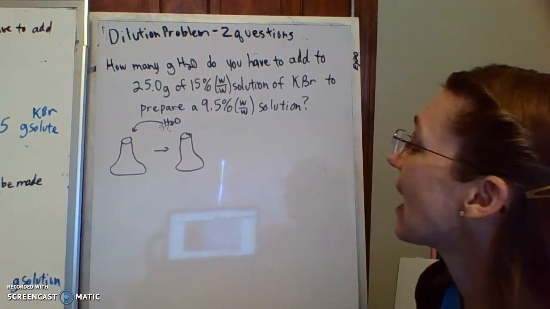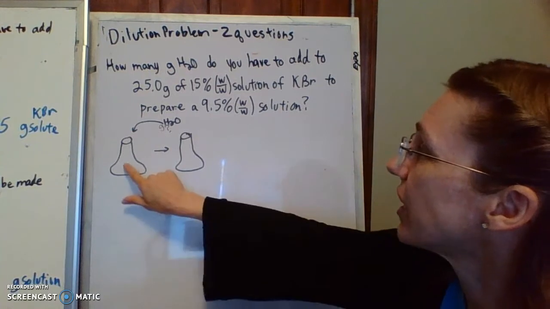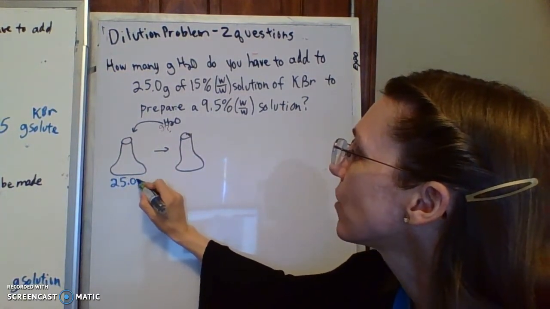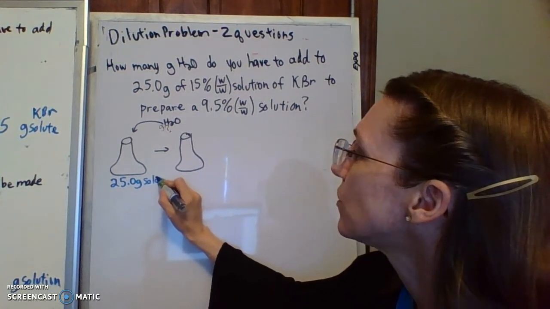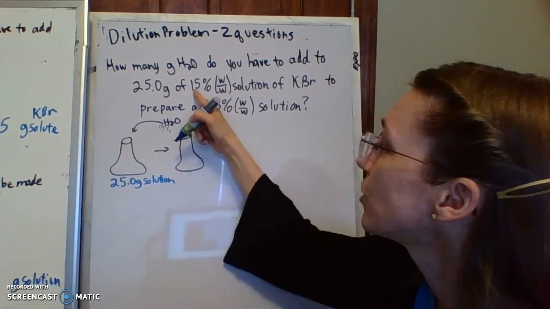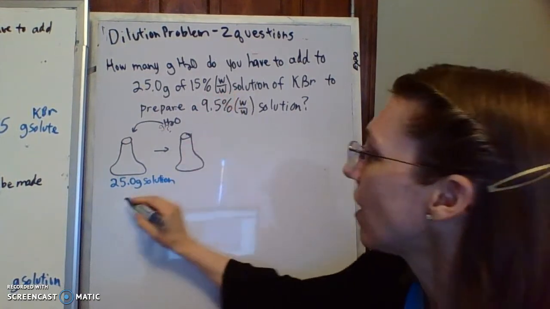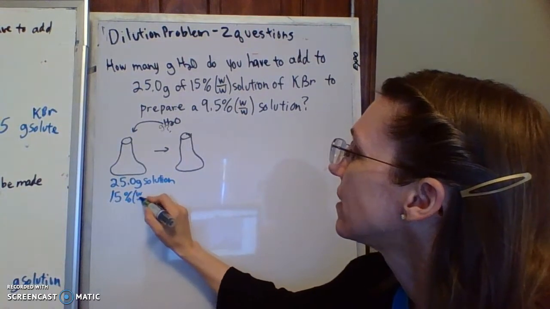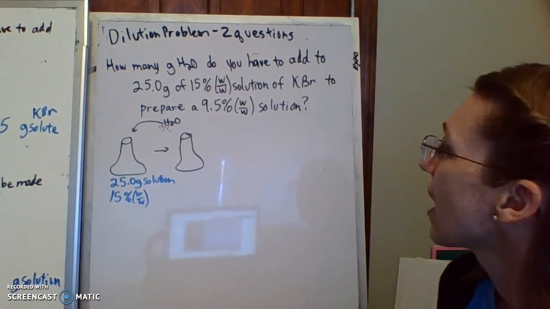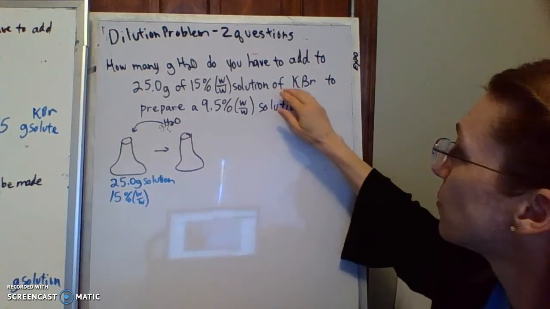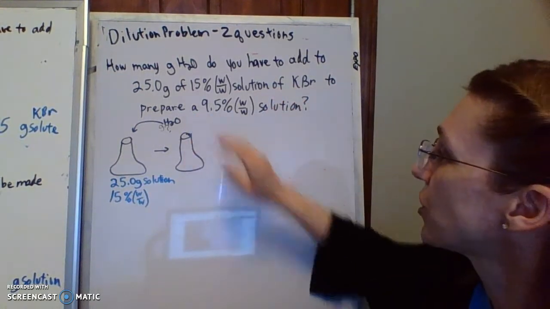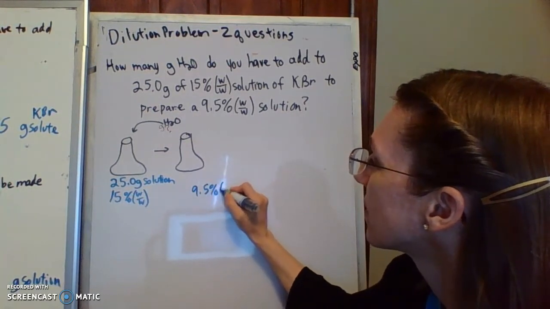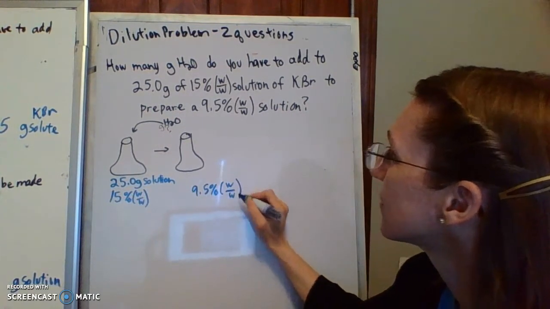Do you have to add to a solution that has 25.0 grams, so that's the grams of solution. The solution happens to have a concentration of 15% weight to weight. And when we add the water, we're going to prepare a solution that is now 9.5% weight to weight. Okay.